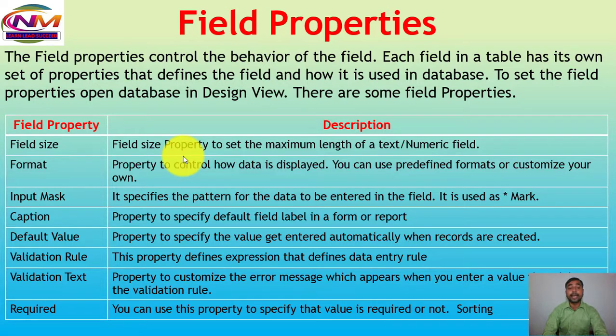The next one is caption. The caption property specifies the default field label in a form or report. When we create a form or report, at that time the caption option is used. Caption is a kind of heading or title of our document. So the caption property specifies the default field label in a form or report.